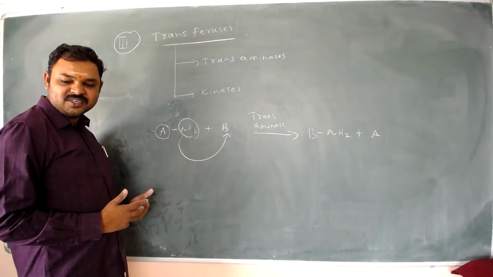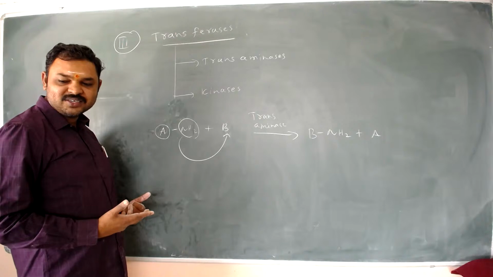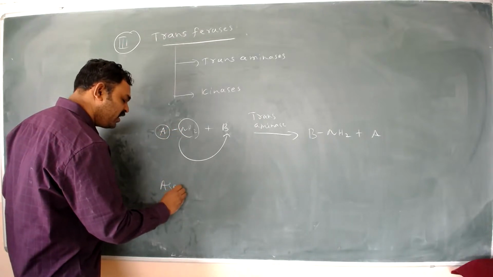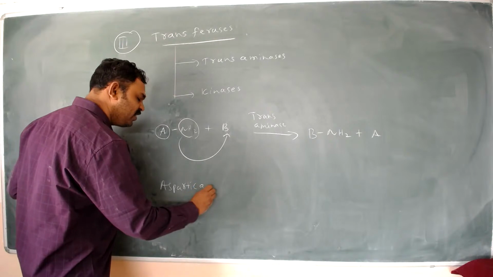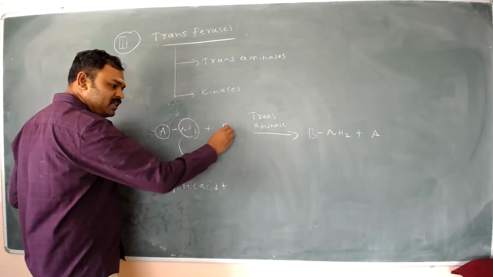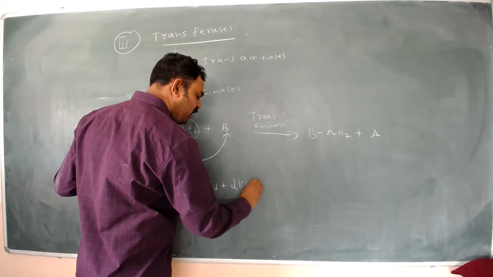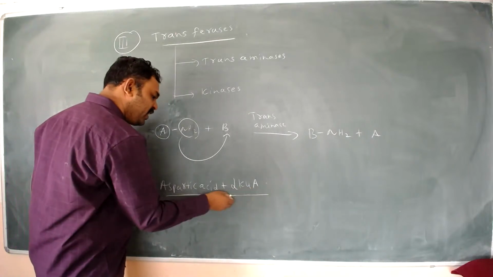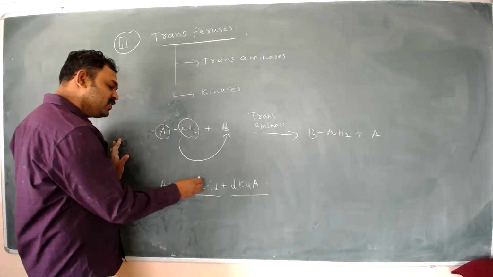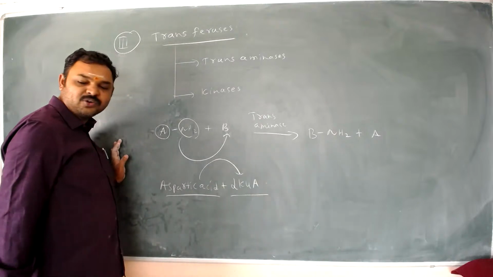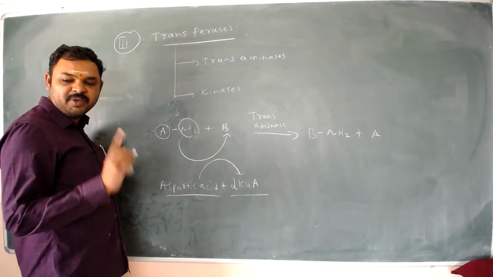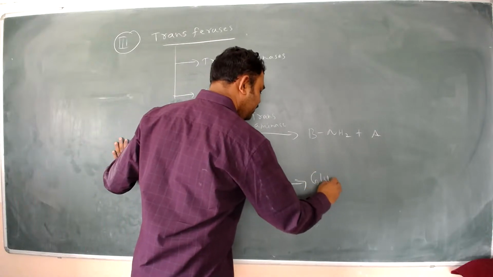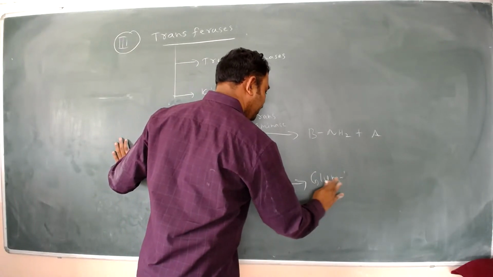Example: aspartic acid and alpha ketoglutaric acid. Suppose A is aspartic acid, and in place of B you take alpha ketoglutaric acid. From the aspartic acid, the amine group is transferred to alpha ketoglutaric acid, which results in the formation of glutamic acid.